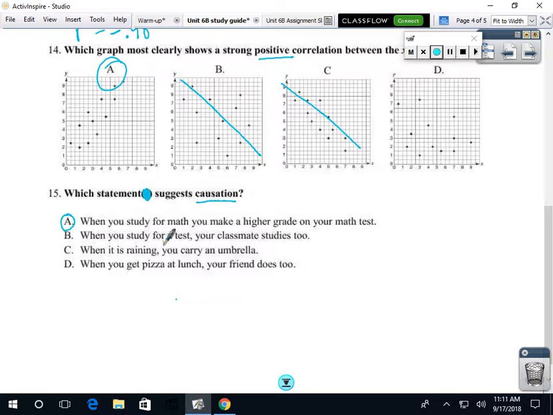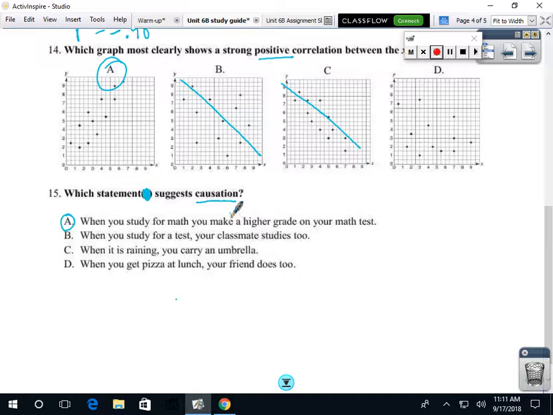Like for instance, C would be just correlation because most people when it's raining carry an umbrella. But does raining cause you to carry that umbrella? No. There's people that walk in the rain. It does not cause you. But studying for your math causes you to make a higher grade.